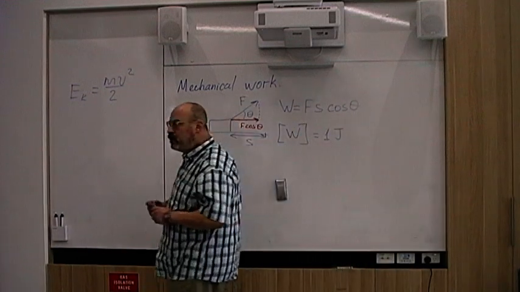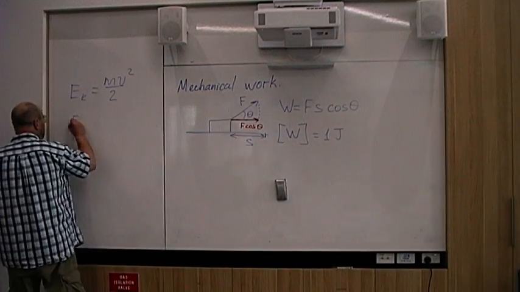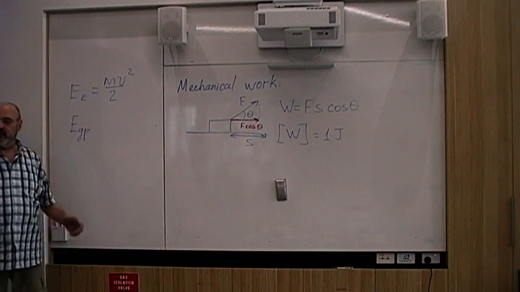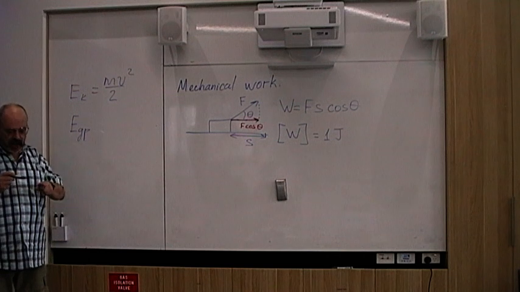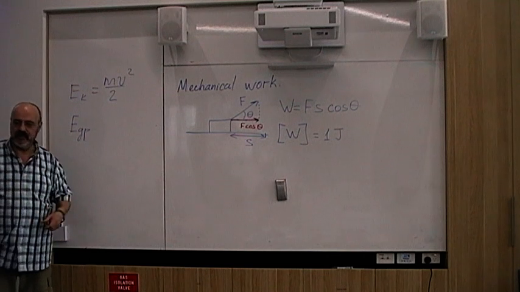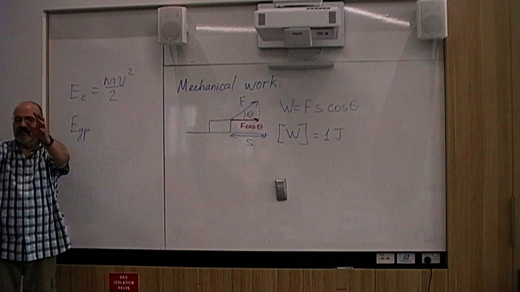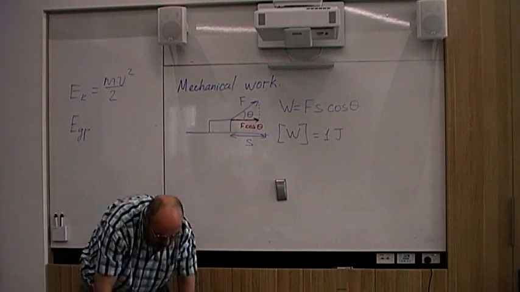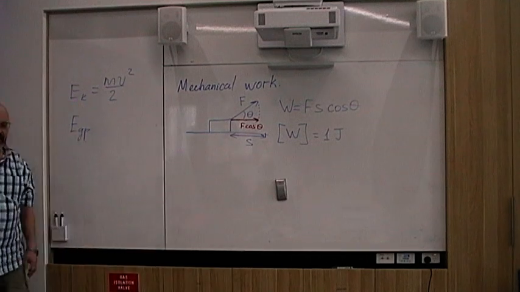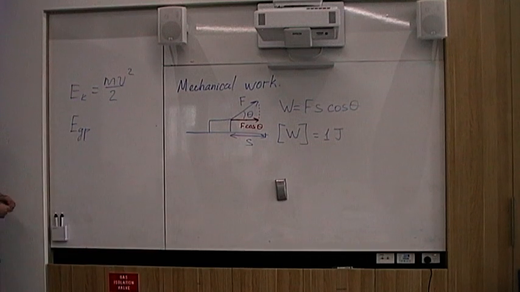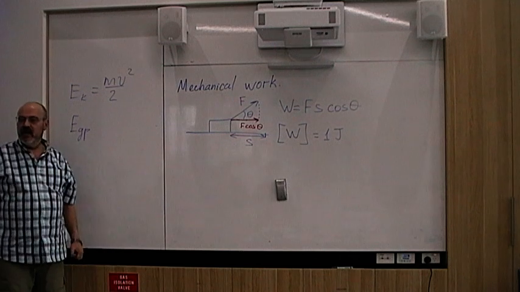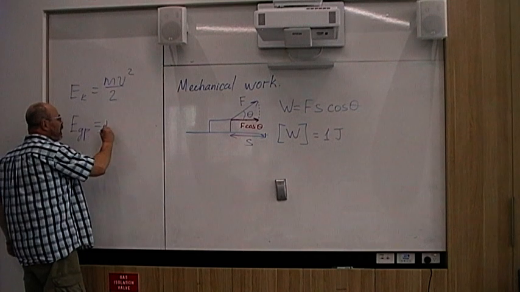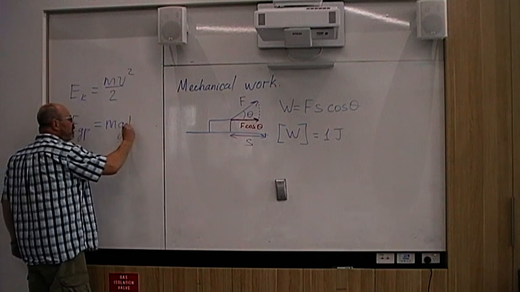The second type of energy is gravitational potential energy, which is related to gravity. Any object has that energy if we lift it up, if it has height. It equals mgh, mass times g times height.